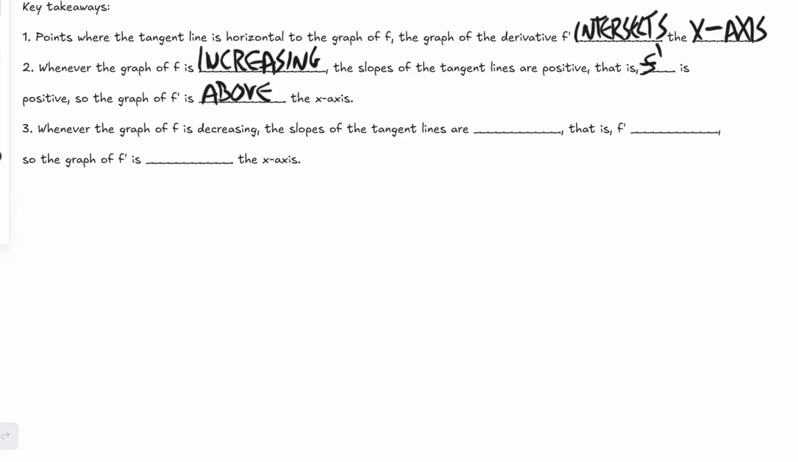Third, whenever the graph of f is decreasing, the slopes of the tangent lines are negative. That is, f prime is negative. So the graph of f prime is below the x-axis.